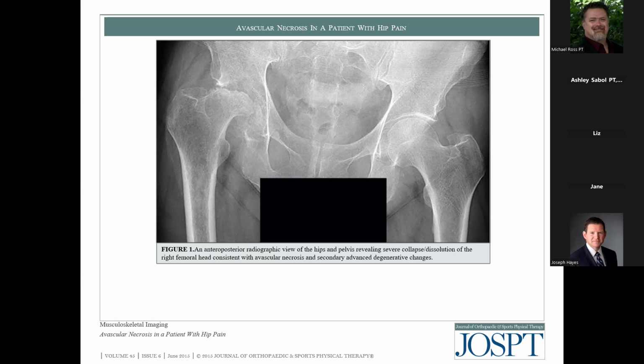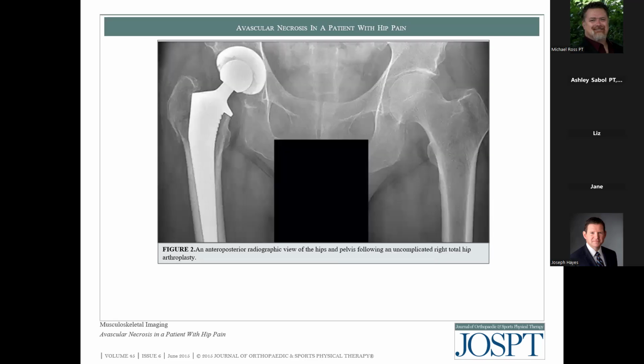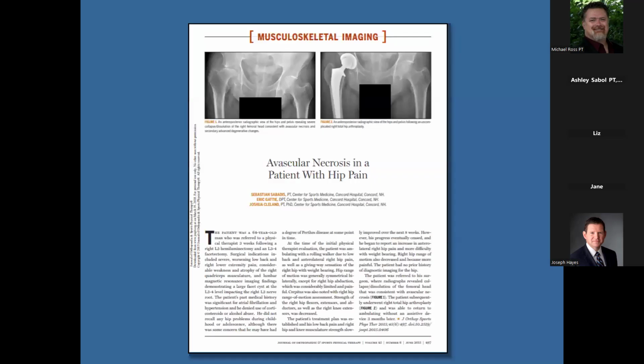And so this is a guy that was seen for symptoms that were thought to be related to his lumbar spine. Got an MRI, which showed a significant herniation. Treated for that, didn't get better. And now we're going back in to say, what else could possibly be causing some of these symptoms? And this is it. Femoral head just completely gone. And so he underwent a total hip arthroplasty.